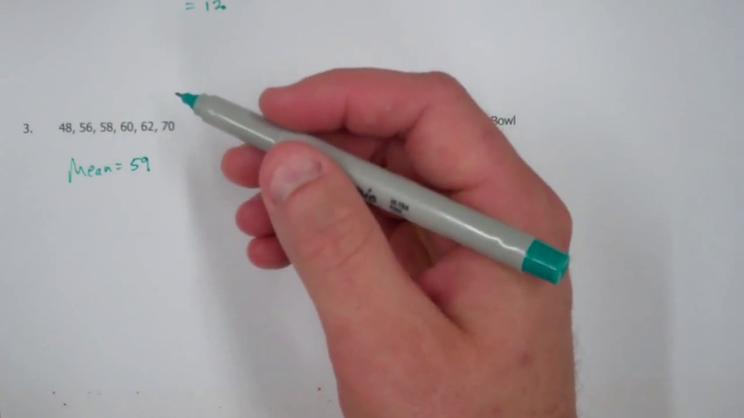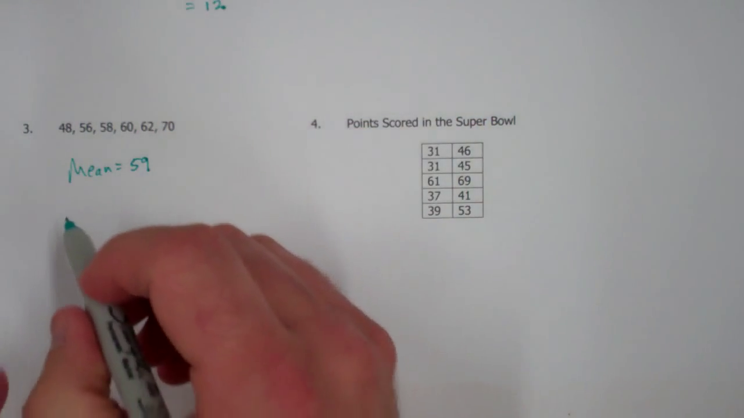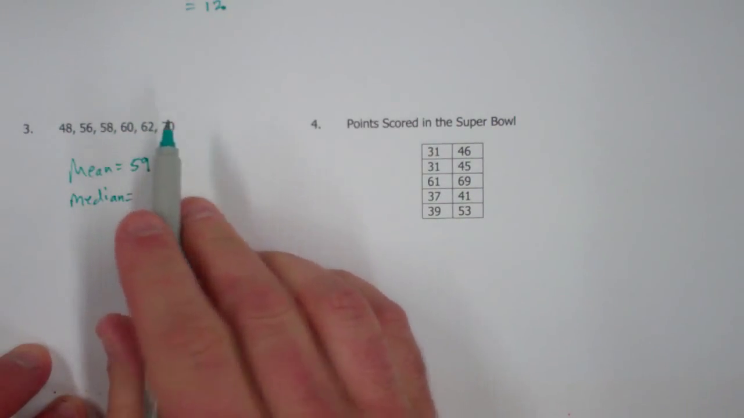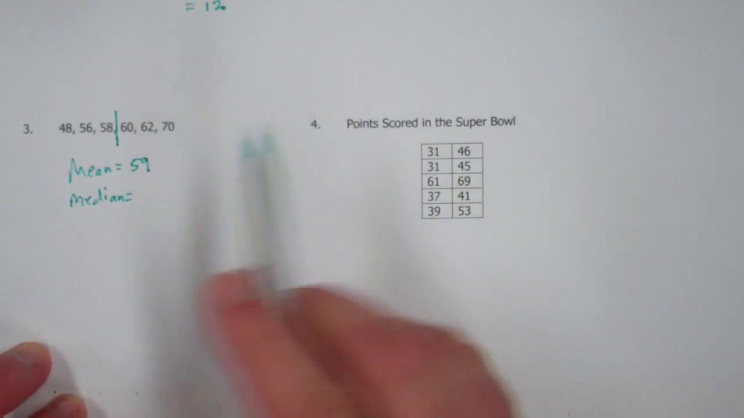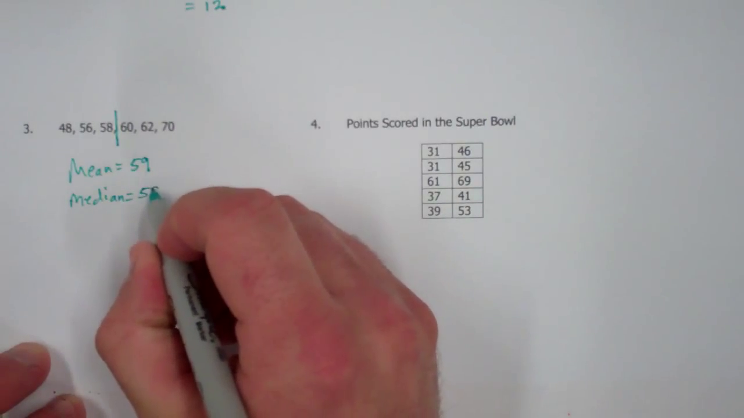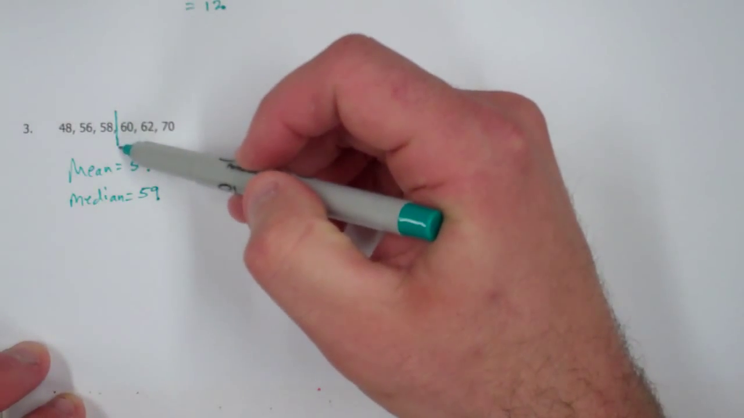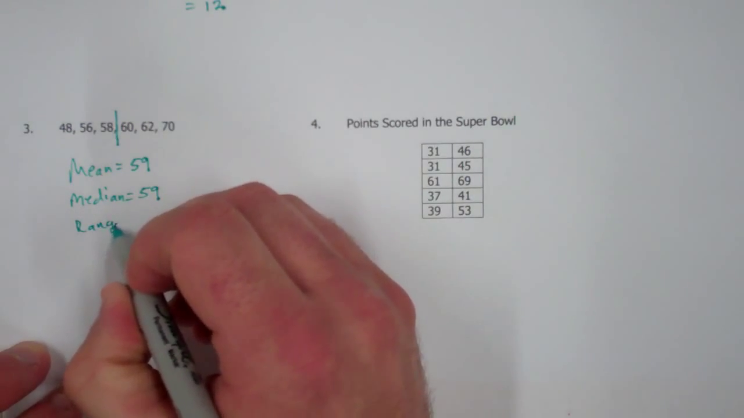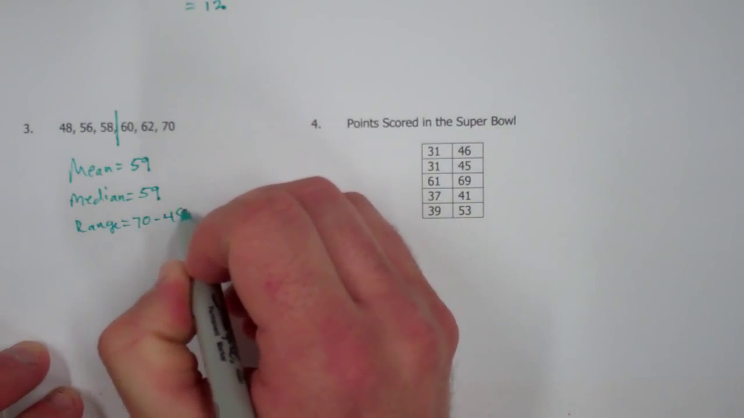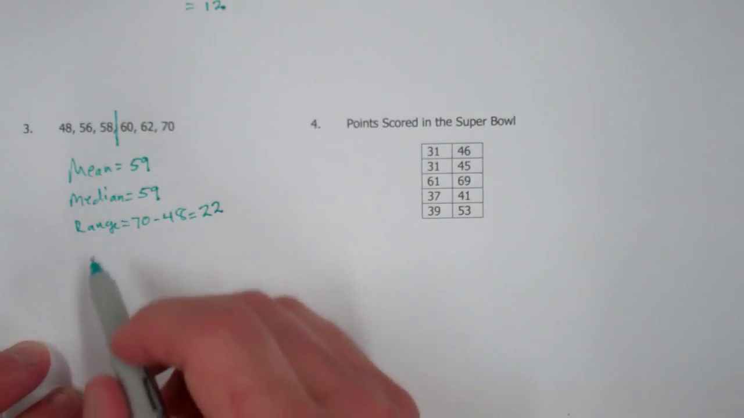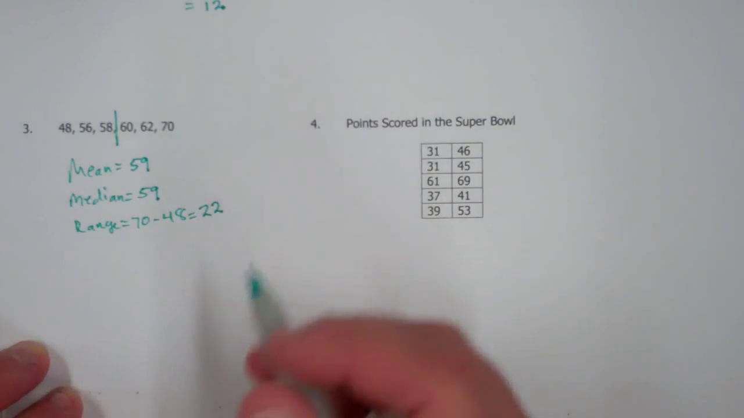Great. Now for the median, this one's a little tricky but not too bad. So the median is going to be the middle number when the data is ordered least to greatest. Well, that would be right here. Notice there's an even number of pieces of data. So halfway between 58 and 60 would be 59. When that line doesn't go right through the middle of a number, what you'll do is you'll just take the average of the 2 numbers that are closest to it. Now the range here is going to be 70 minus 48, which is 22. And that's the biggest number, the largest I should say, minus the smallest.